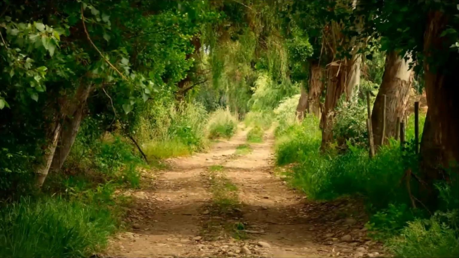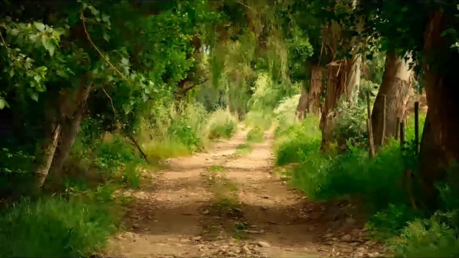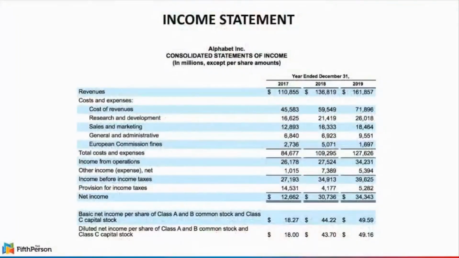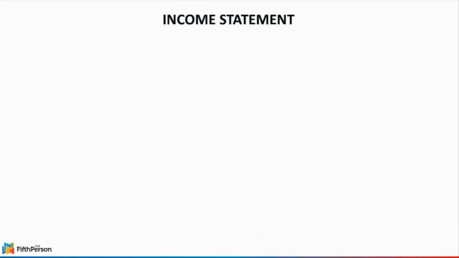So let's move on to the first financial statement, which is the income statement. So this is how the income statement looks like. And this is the income statement of Alphabet, which is the parent company for Google. So let's move on. I'm going to explain the income statement in very simple terms so that you can understand. And after that, we'll go through the financial statement live.